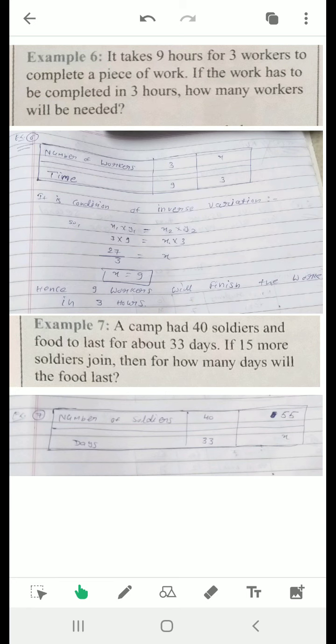First of all, we will write the table. We will draw a table and write all the values in the table. The two quantities given here are number of workers and time. If the number of workers is 3, then time taken equals 9 hours. Now if the time is 3 hours, then number of workers I don't know, so I have written x there.